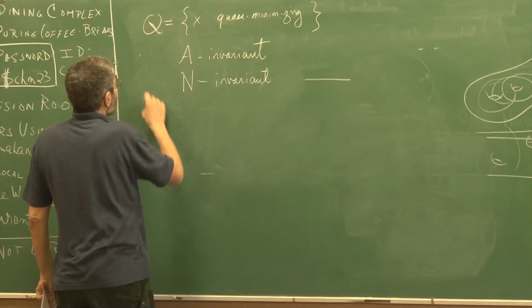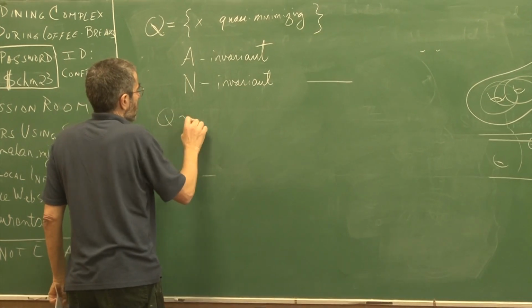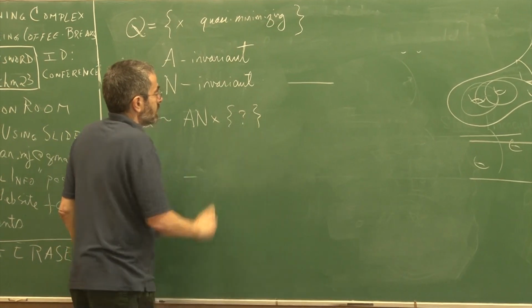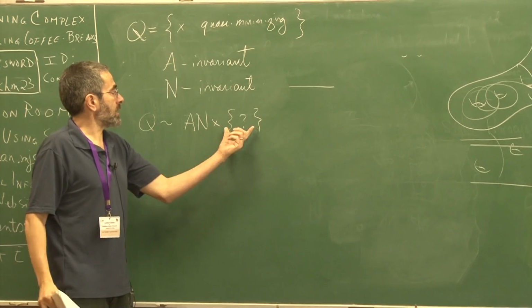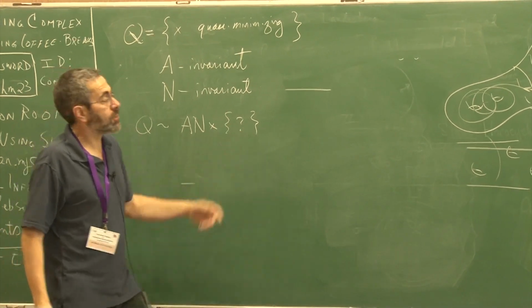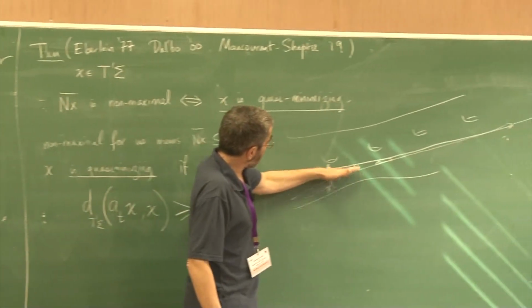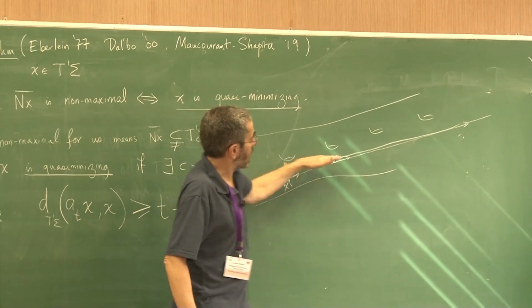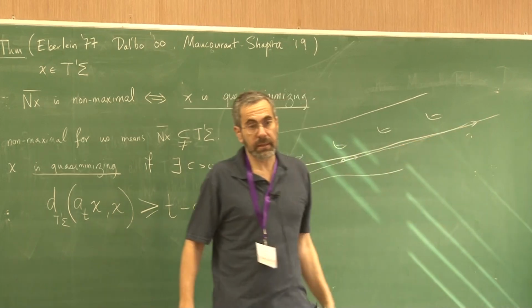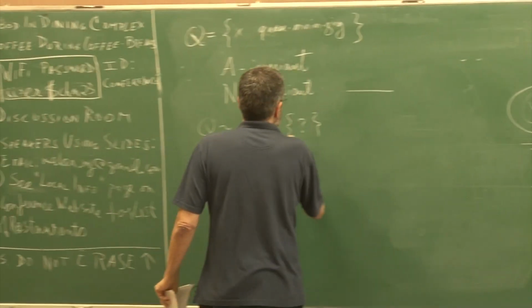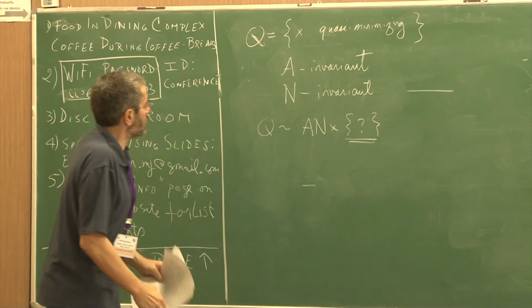So Q is sort of foliated by AN orbits cross some kind of set. And this set is essentially a set of points at infinity. Two rays are the same under A and N exactly when they have the same endpoint at infinity. So it's these endpoints at infinity that we'd like to understand as part of the story.